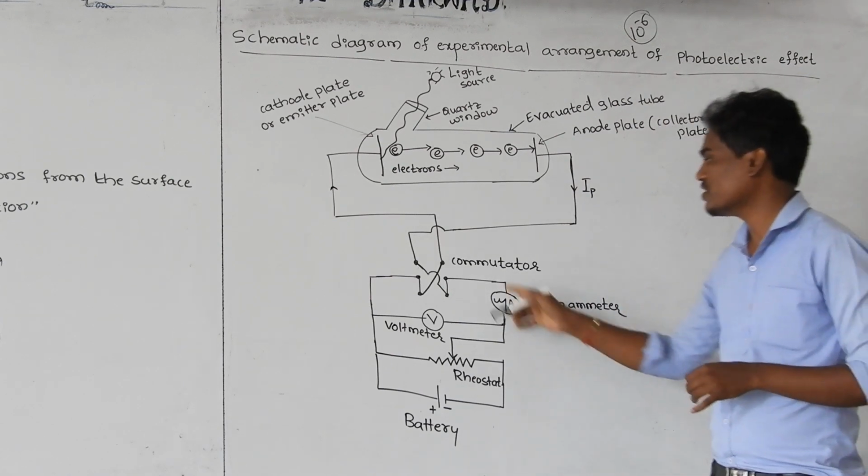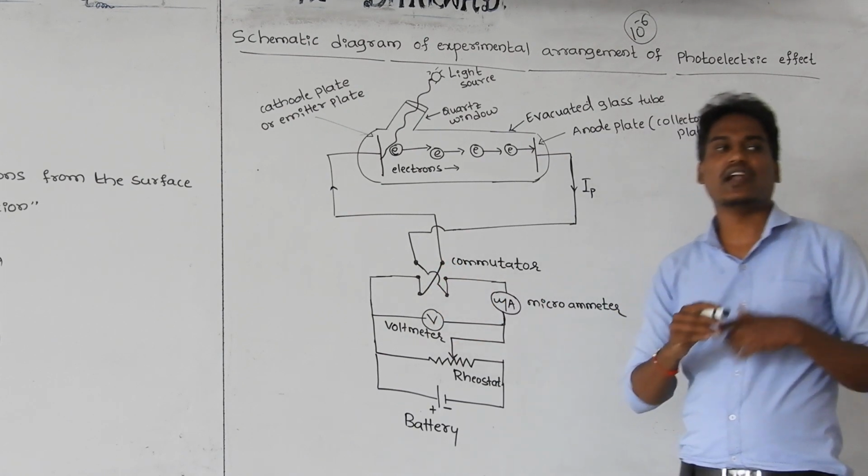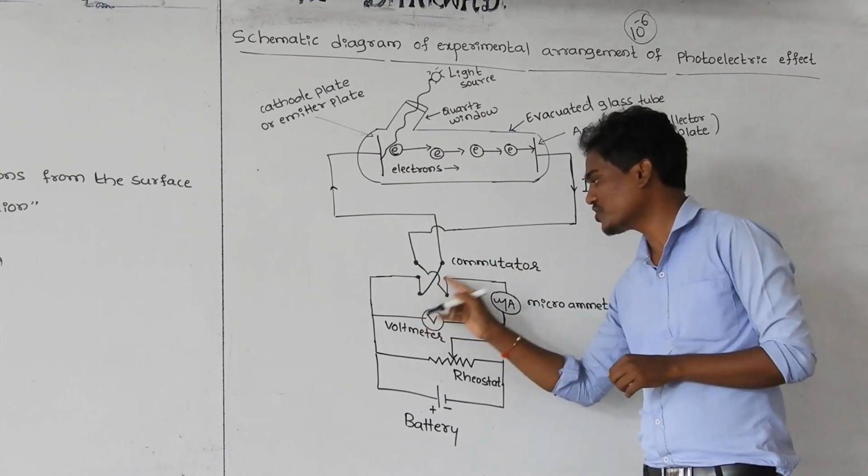And next is the commutator. 1, 2, 3, 4. Here is a multi-key plug system. The commutator is a switch system.